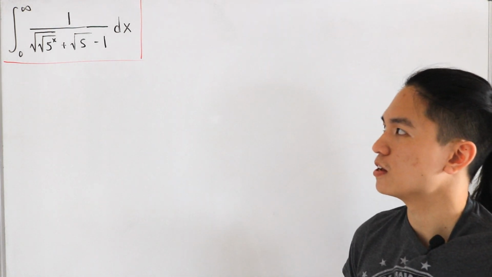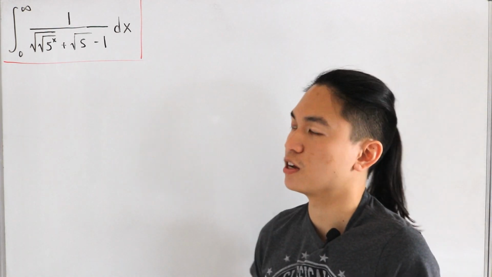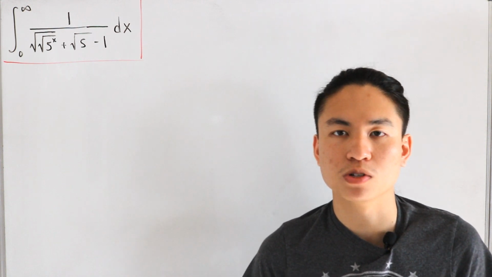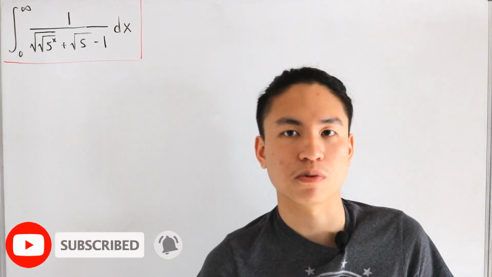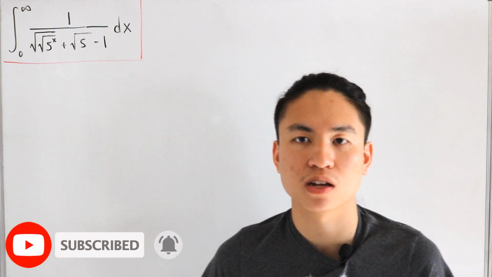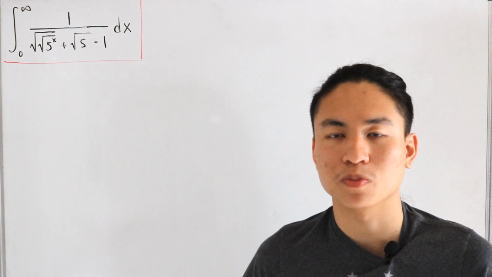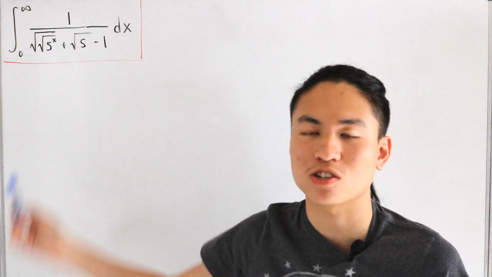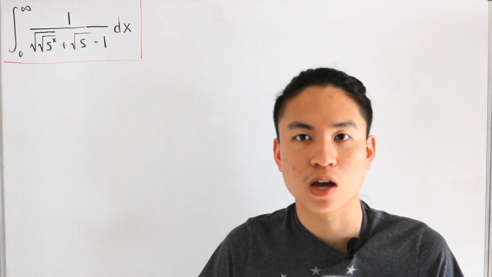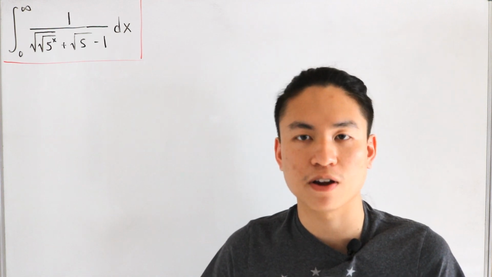So here we have an indefinite integral from 0 to infinity of 1 divided by the square root of the square root of 5 to the power x, added with the square root of 5 and then subtract 1, dx. So one might think it'd be impossible to integrate this, given the little deceiving factor that we have a square root of some constant raised to a variable.